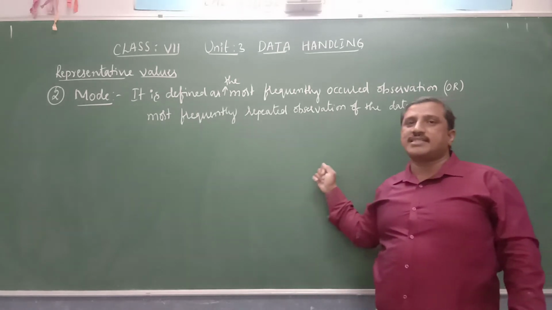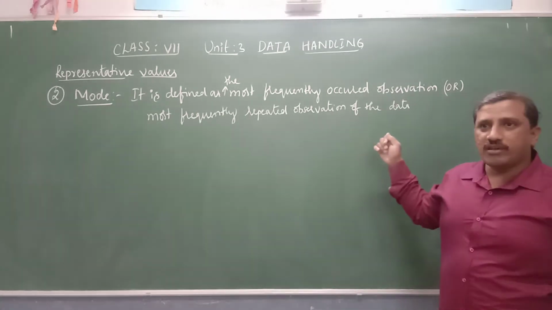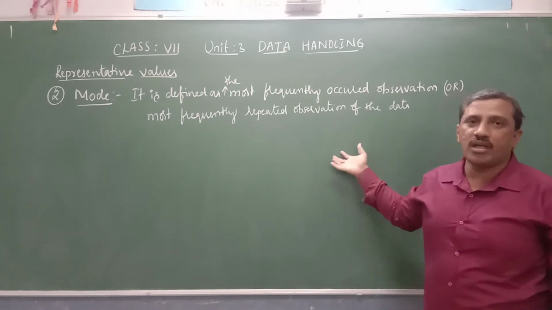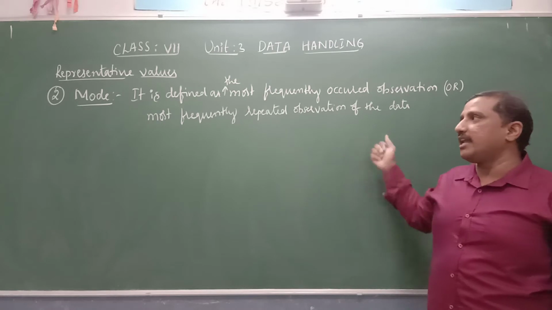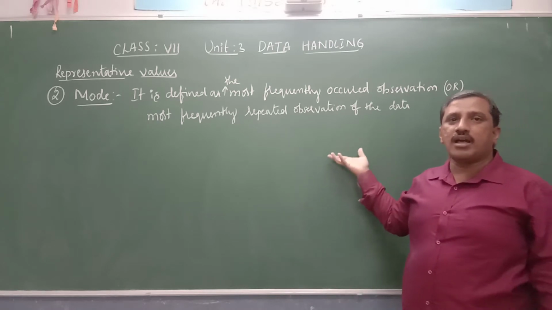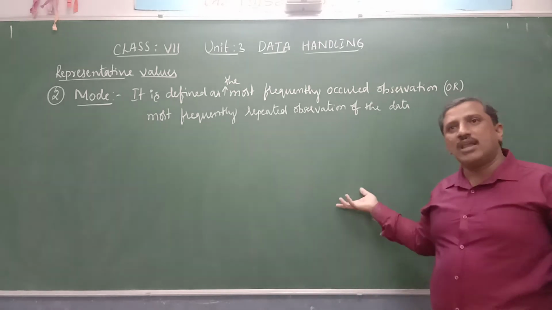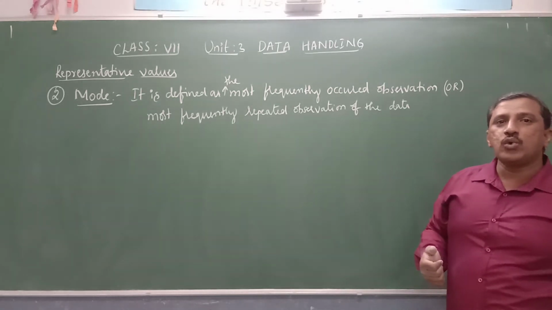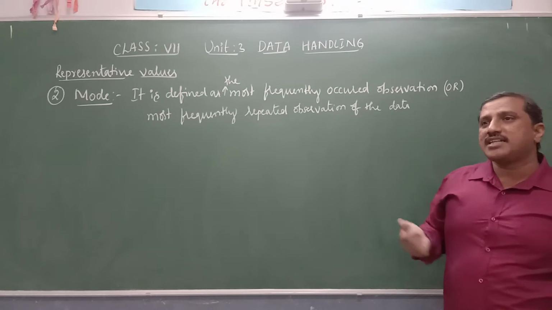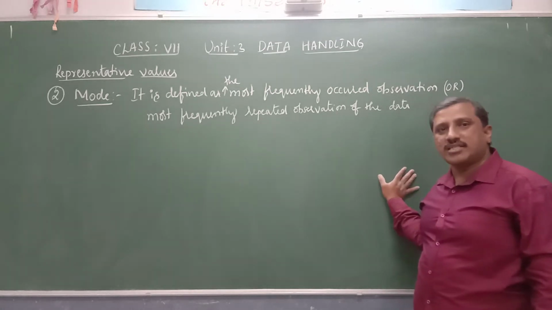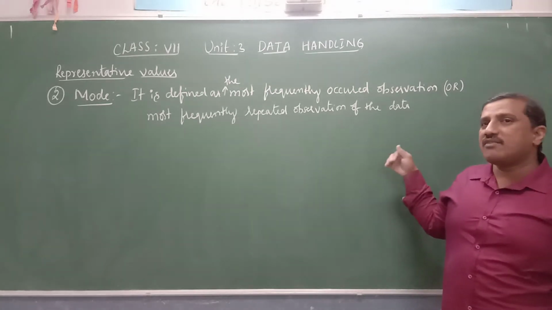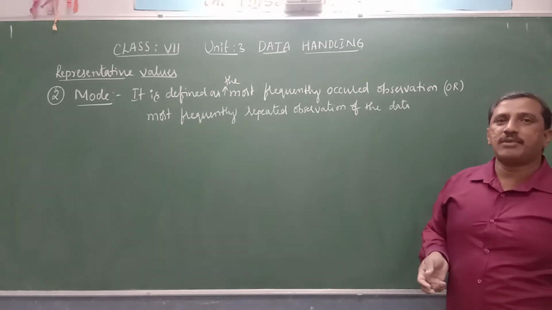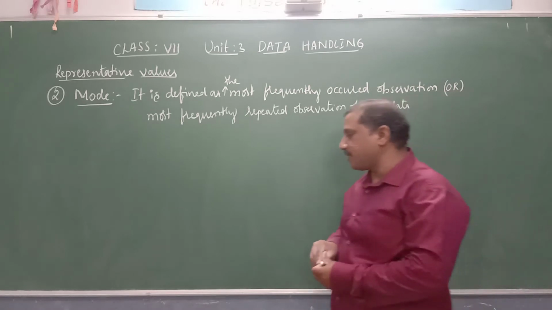Now, data may not have any mode, or it may have a mode of one value or more than one value. If it is one value, then that is unimodal data. The data which contains only one mode is known as unimodal data. The data which contains two modes is known as bimodal data. We will discuss with some examples.